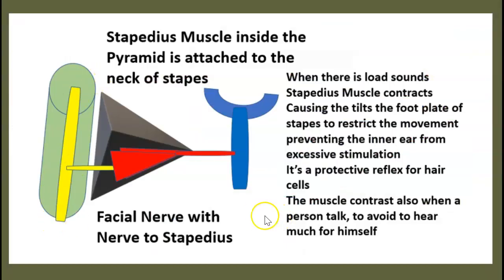The facial nerve with the nerve to stapedius. The stapedius muscle inside the pyramid is attached to the neck of the stapes. When there is a loud sound, the stapedius muscle contracts, causing the footplate of the stapes to tilt to restrict the movement, preventing the inner ear from excessive stimulation. It's a protective reflex for hair cells. The muscle contracts also when a person talks, to avoid hearing too much of himself.